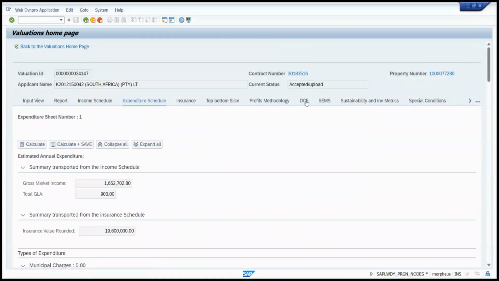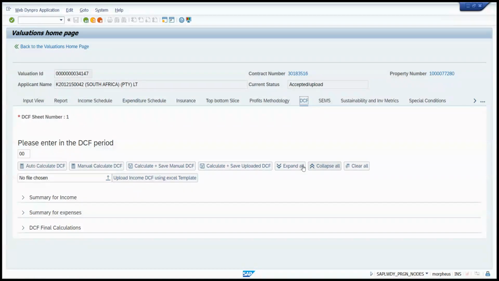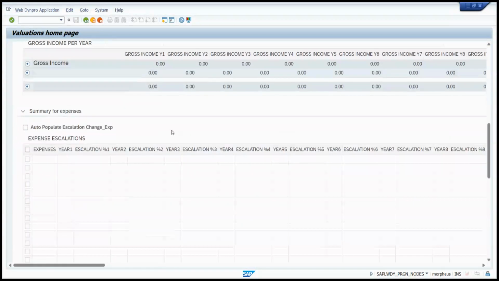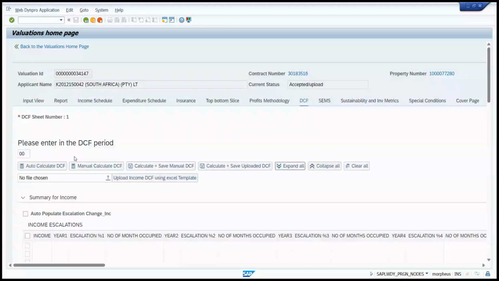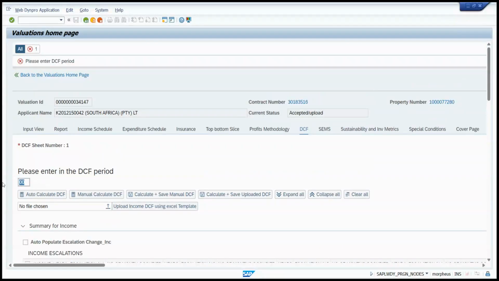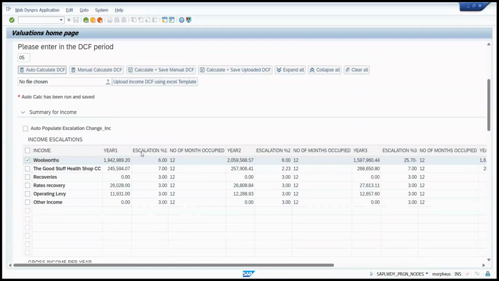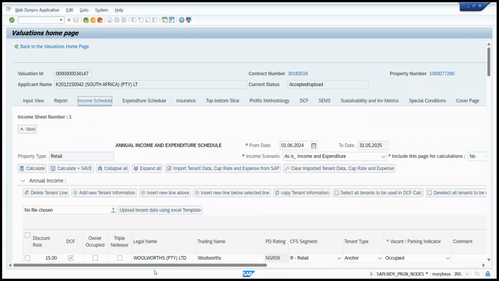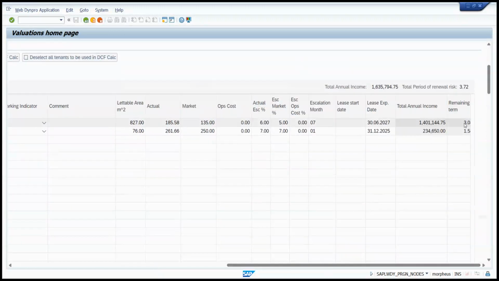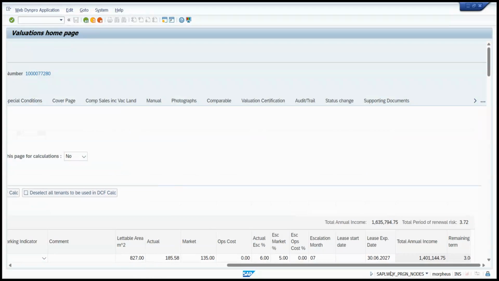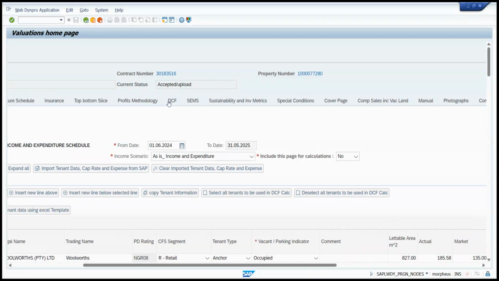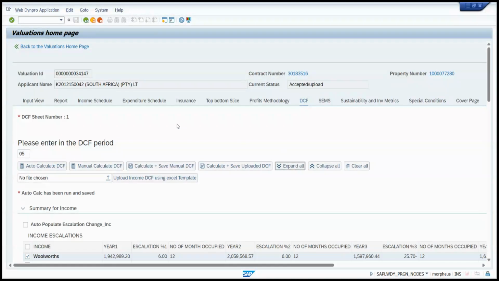Now we've created a discounted cash flow methodology that's automated. So once we expand this, you can see that it's not been completed yet. So we're going to just auto-calculate it by selecting a period. Let's select 5 years. We auto-calculate, and we can see that it has populated some of the information. Now, if we remember that our lease periods for Woolworths was 3 years, and for the health shop was 1.5 years, we will be seeing the reversion to markets happening automatically over those periods.